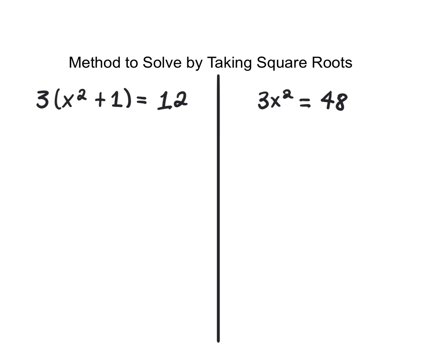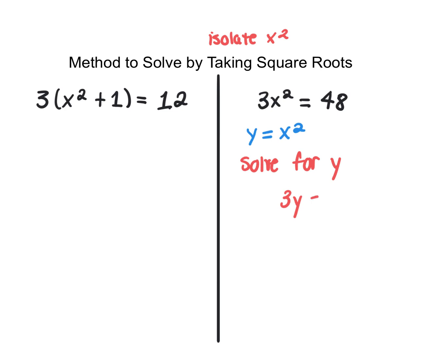What we really do is isolate x squared first. And I'm actually going to start with the example on the right side, because the way I really do these problems is I say, let's let some variable y equal x squared. And then we solve for y if we plug that into the equation for x squared. So we have 3y equals 48. And then we divide both sides by 3. And we get y equals 16.